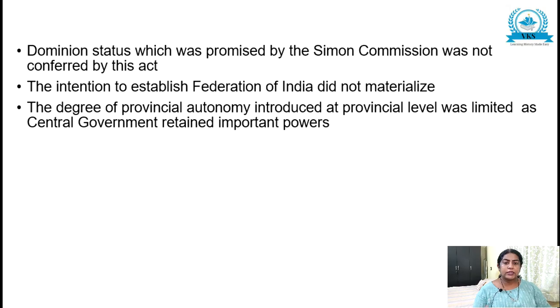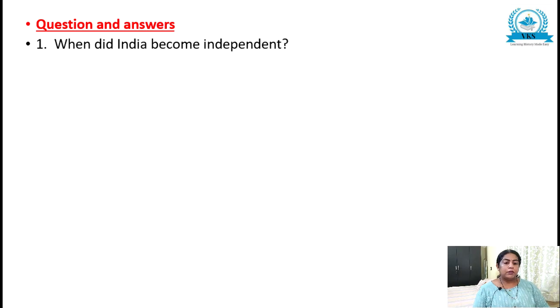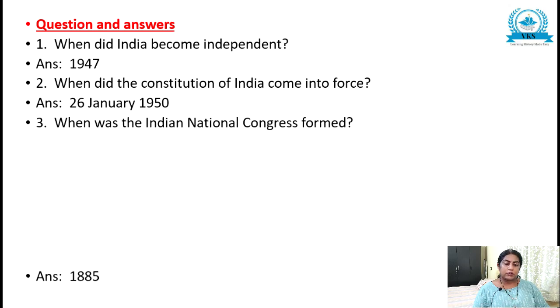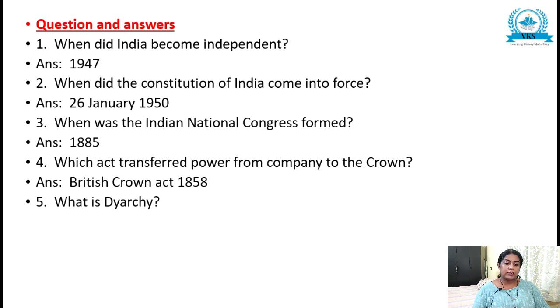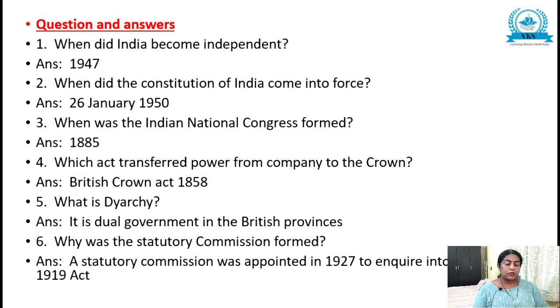Now let us see some questions regarding the topic which we have studied. When did India become independent? 1947. When did the Constitution of India come into force? 26 January 1950. When was the Indian National Congress formed? 1885. Which act transferred power from the company to the Crown? British Crown Act of 1858. What is diarchy? It is dual government in British provinces. Why was a statutory commission formed? A statutory commission was appointed in 1927 to inquire into the report of 1919 Act.